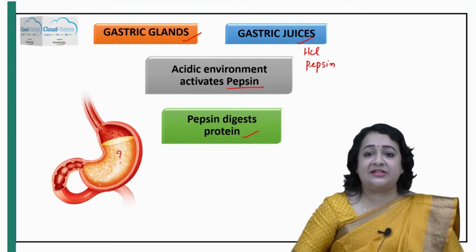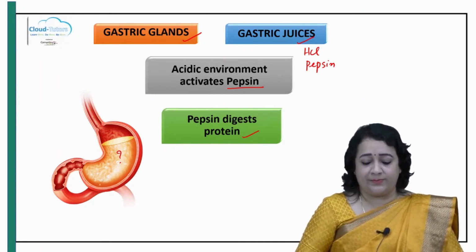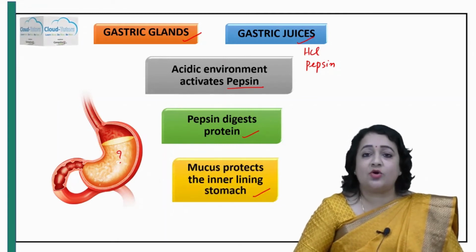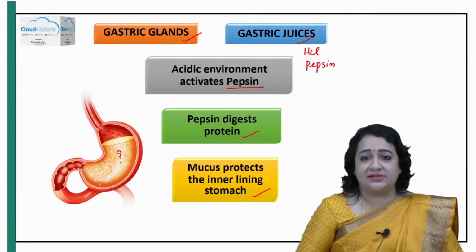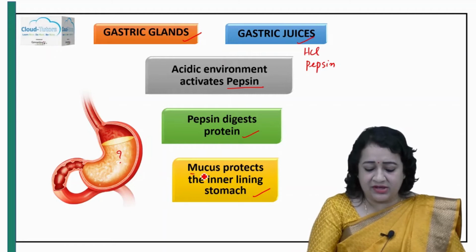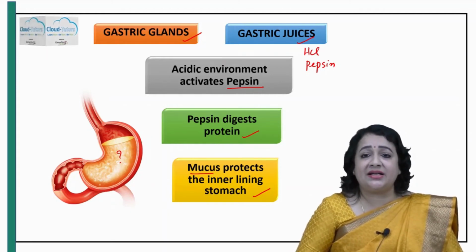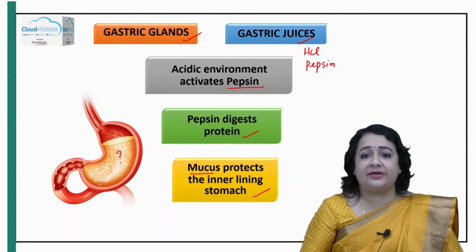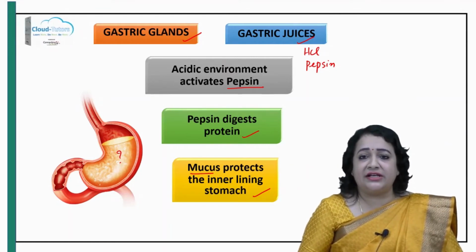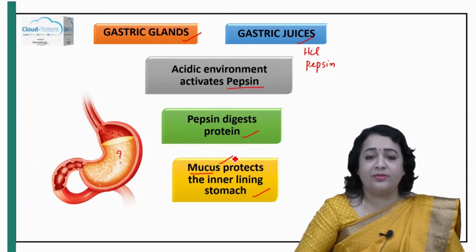Next, pepsin digests the protein present in the food. There is also something called mucus, a slimy fluid layer present on the inner layer of the stomach. This mucus protects the inner layer of the stomach. The digestion of the inner layer of the stomach by the acid is prevented because of the presence of mucus.